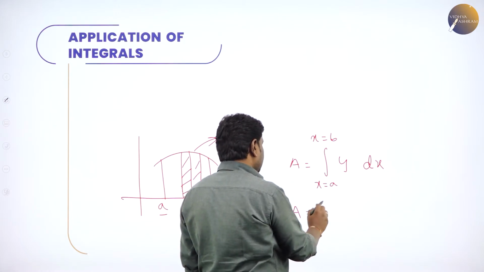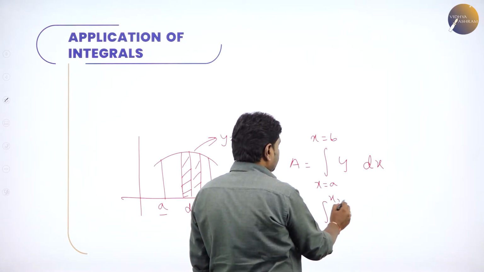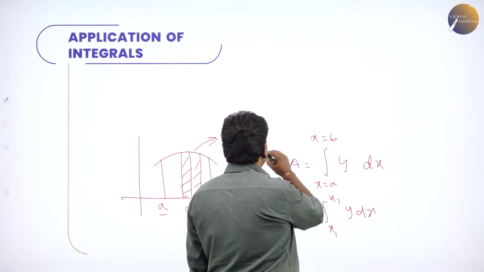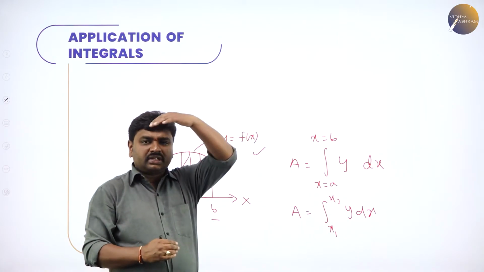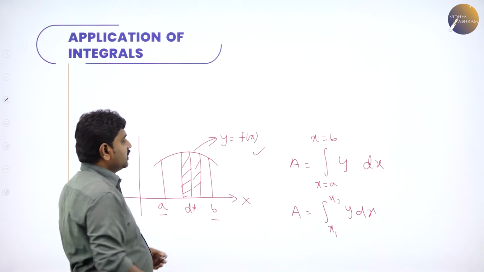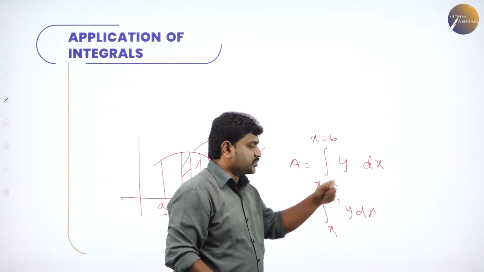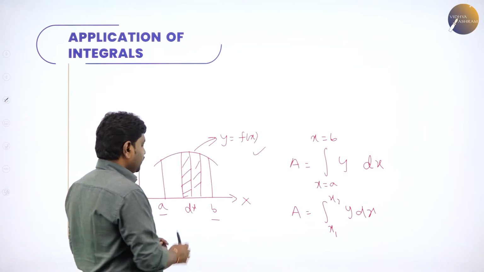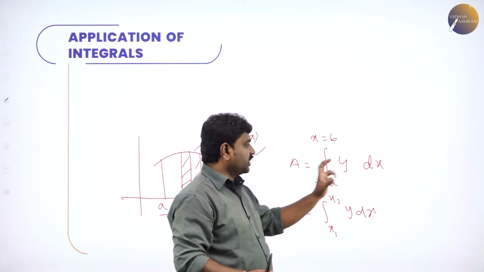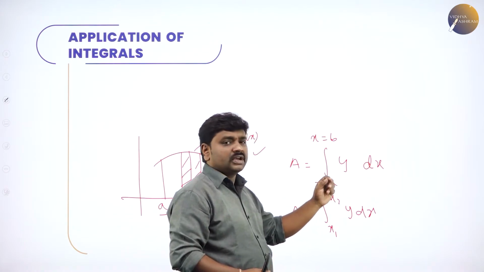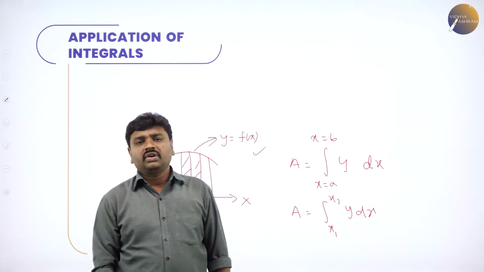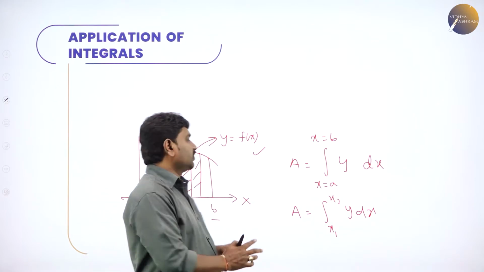What is area under curve and x-axis? Integration of x1 to x2 y dx, where y is function of x. Area under the curve and x-axis is combine all the small strips between a and b. Combine means what? Integrate. Integrate all the small strips between a and b under the curve y. So, area is integration of x1 to x2 y dx.